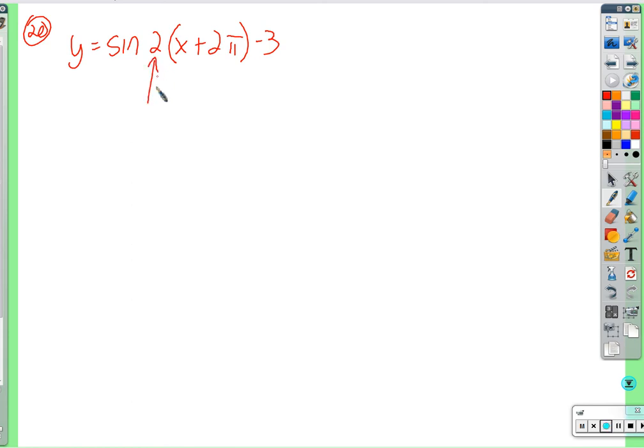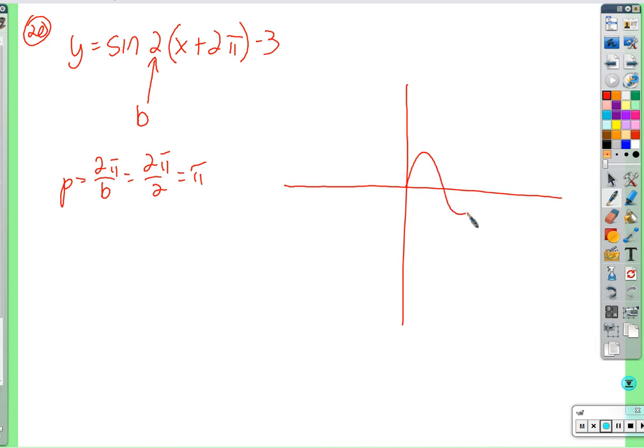So this is B. The period is 2 pi over B, 2 pi over 2. Look at the graph. This whole period begins at 0, ends at pi. So this would be pi over 2, pi over 4, 3 pi over 4. And so there we found the period. We haven't really done anything else, but we did find the period.